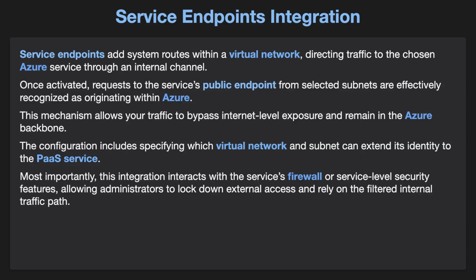Service endpoints add system routes within a virtual network, directing traffic to the chosen Azure service through an internal channel. Once activated, requests to the service's public endpoint from selected subnets are effectively recognized as originating within Azure. This mechanism allows your traffic to bypass internet-level exposure and remain in the Azure backbone. The configuration includes specifying which virtual network and subnet can extend its identity to the PaaS service. Most importantly, this integration interacts with the service's firewall or service-level security features, allowing administrators to lock down external access and rely on the filtered internal traffic path.